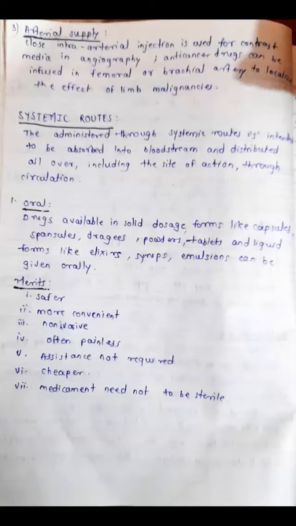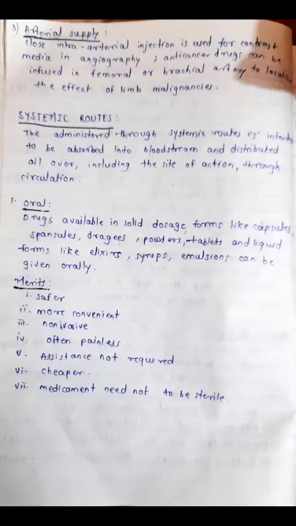Then classify this, give the types of systemic routes. First one is the oral route. By the oral route, drugs available in solid dosage forms like capsules, pansules, dragees, powders, tablets, and liquid forms like elixirs, syrups, emulsions can be given.